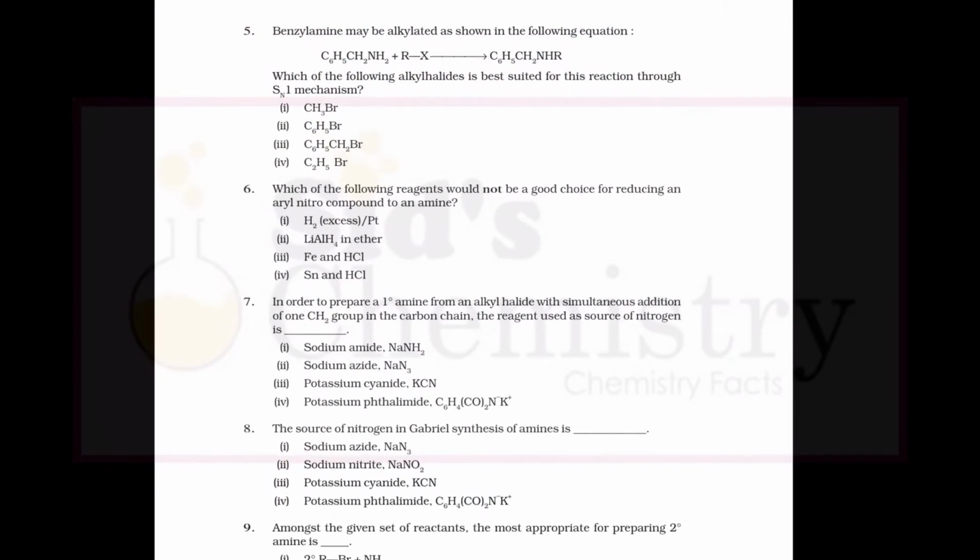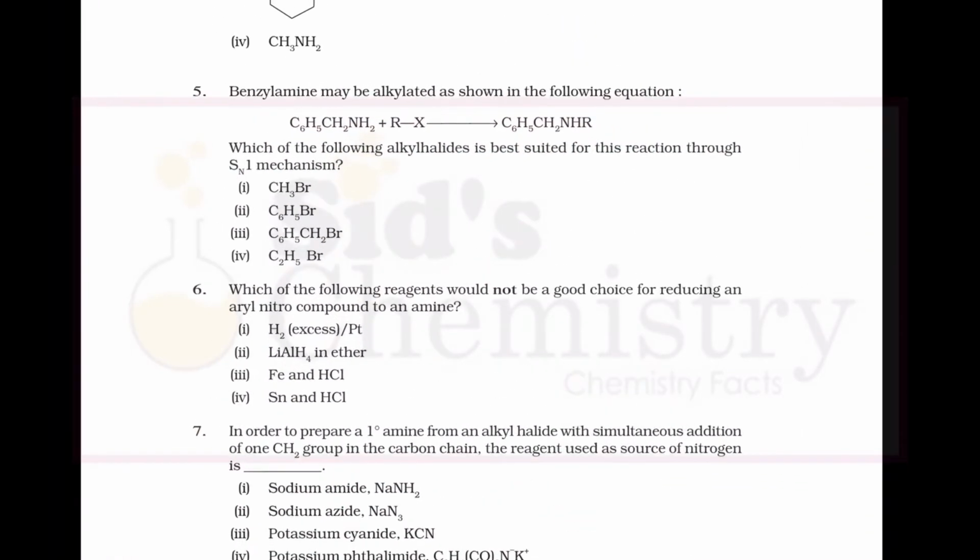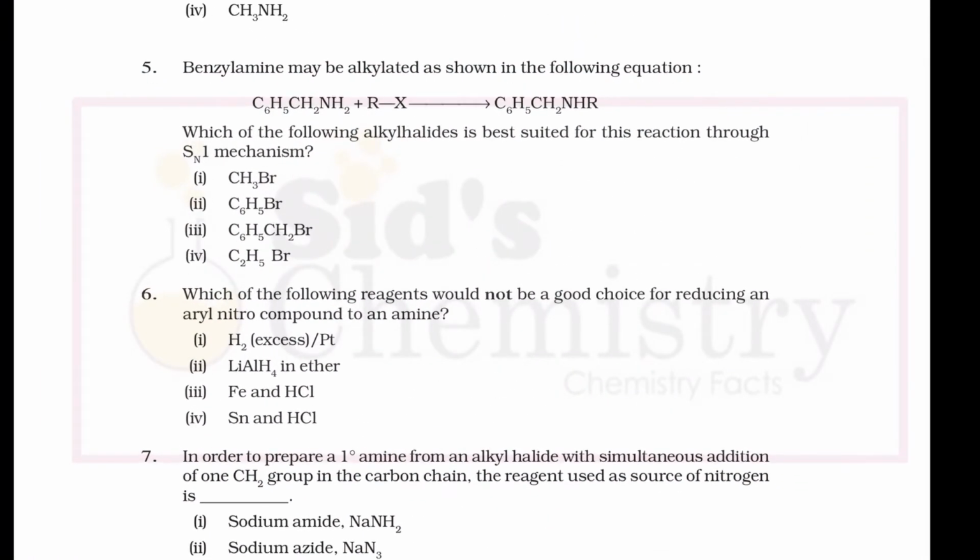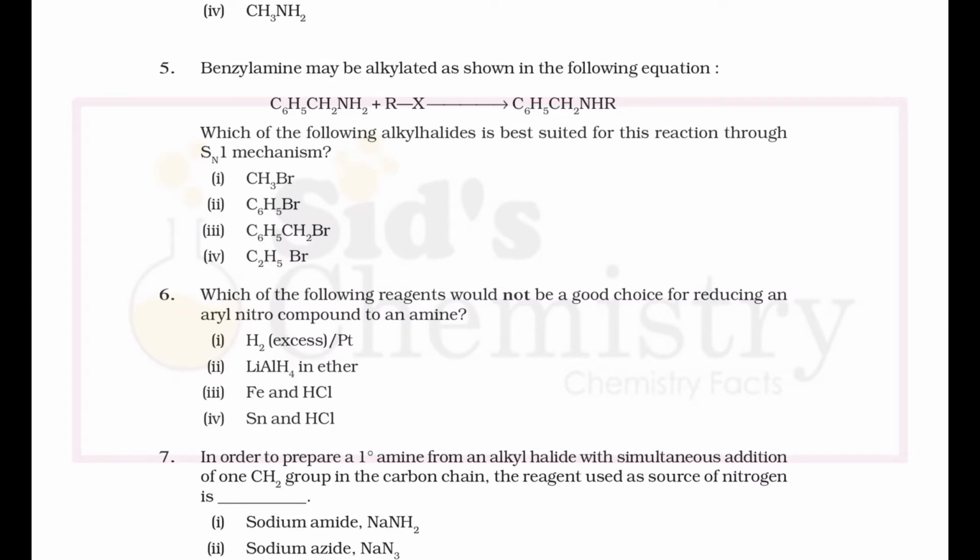Now coming to question number 5, benzylamine may be alkylated as shown in the following equation: C6H5CH2NH2 plus RX gives C6H5CH2NHR. Which of the following alkyl halides is best suited for this reaction through the SN1 mechanism? Dear friends, the correct answer for this question is option number 3.